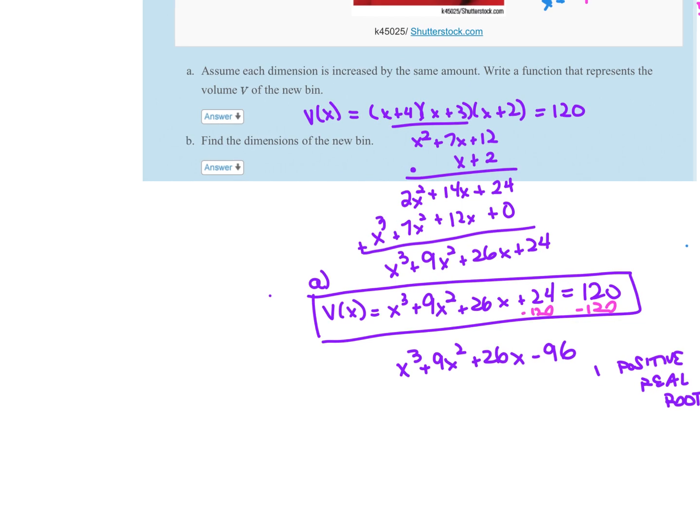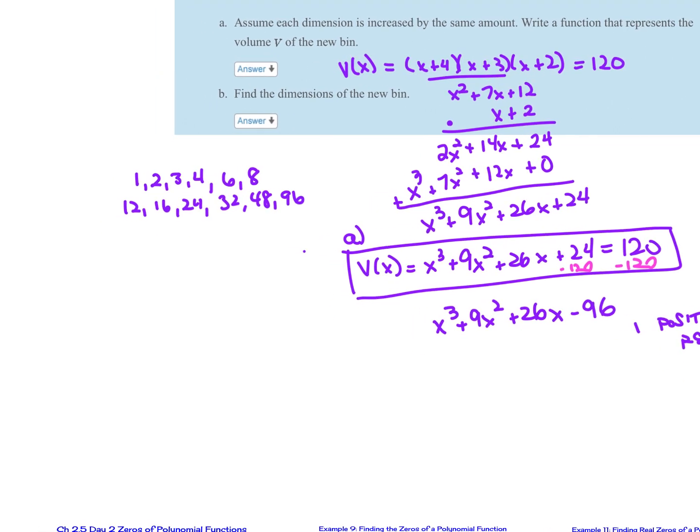So there are a lot of factors for 96. If we were to list that out, it'll be 1, 2, 3, 4, 6, 8, 12, 16, 24, 32, 48, and 96. So I believe those are all the factors of 96. And so we're just going to test, right, using synthetic division. 1 still seems a little small, and we want to increase it by 5. So maybe I will try 3, and let's see what happens.